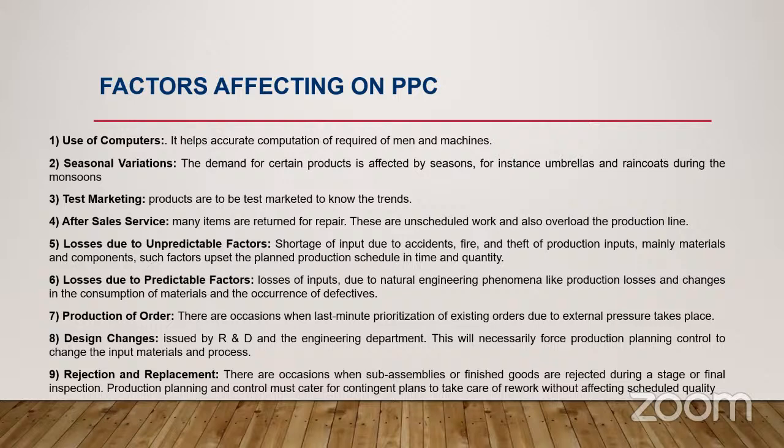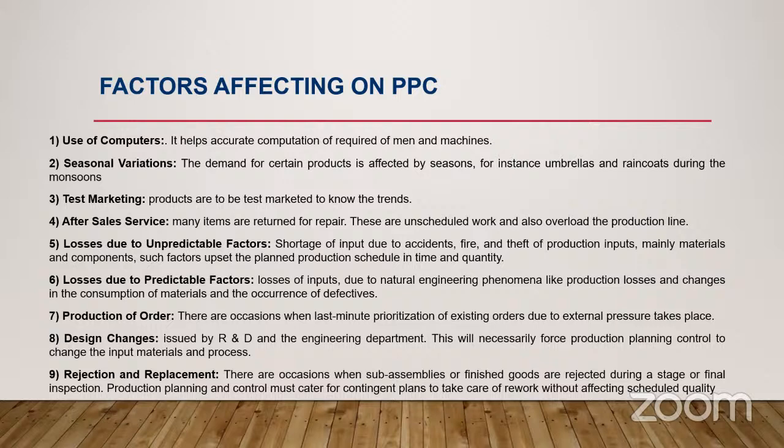Then come to the second factor, seasonal variations. Demand fluctuates. For instance, if people are moving to different hill stations during the summer period, the demand for hill stations is very high, whether they are moving to Gangtok, Siliguri, Darjeeling, or Ooty. These are seasonal spots where, during the peak period of summer, the demand is very high.